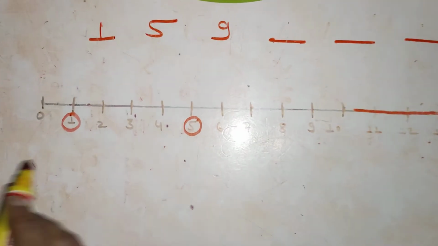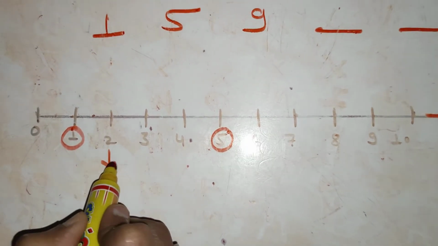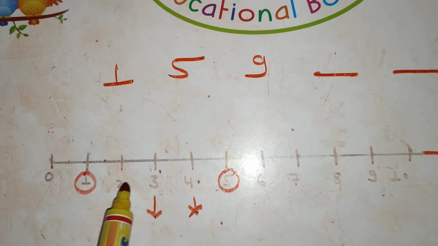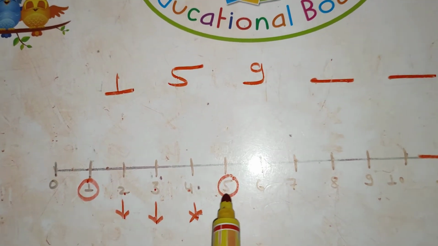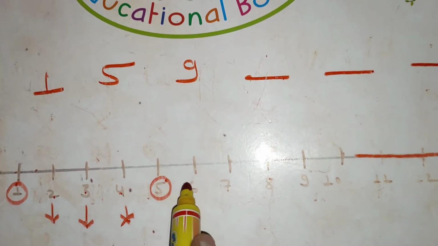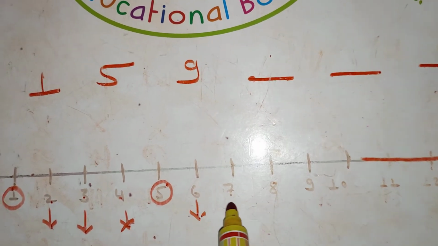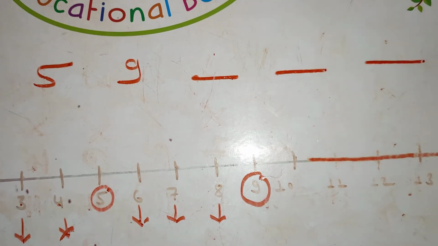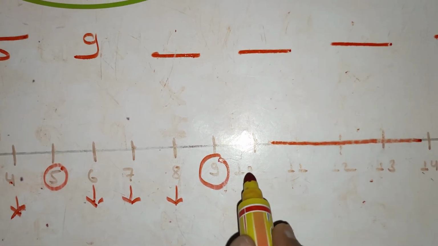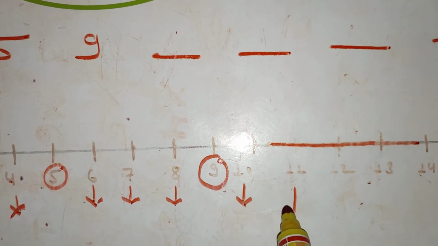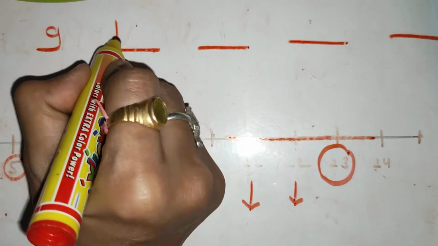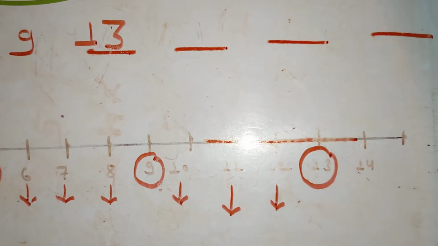Now you just see how many numbers I have skipped. 2, 3 and 4. So how many numbers are there? 3 numbers skipped, and the next one is my answer. Again here, 1, 2, 3 numbers I have skipped, and the next number is my answer. So what will be the series? Now again you skip this number and this number. So what will be the answer? That is 13.